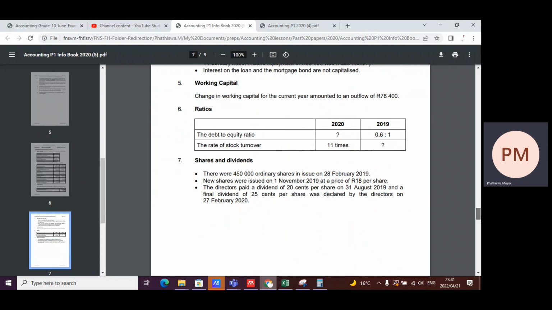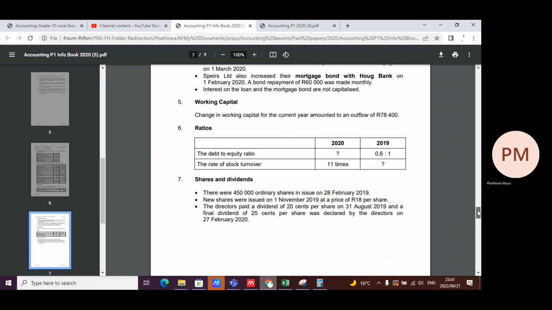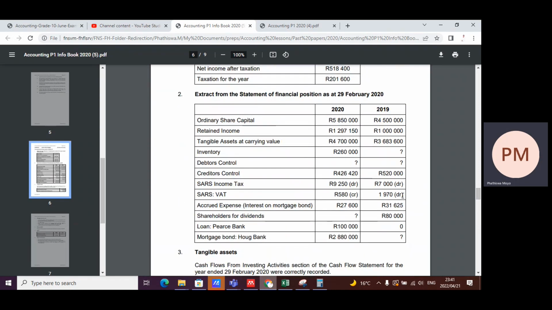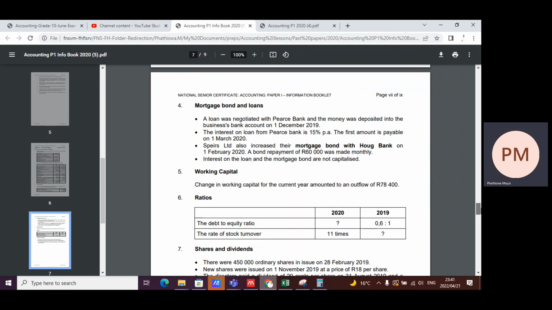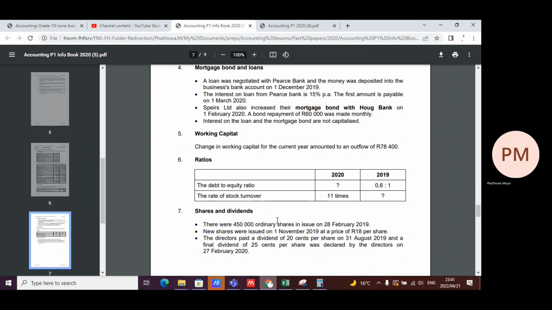Now let's see if there is a story around shares. If you're looking at the comparative figures we're given, in 2019 you had 4.5 million shares, and in 2020 you had 5.8 million shares. So obviously there was a share issue. Let's hear the story here. It says there were 450,000 ordinary shares in issue on 28 February 2019. This is the opening balance. New shares were issued on 1 November at a price of 18 Rand per share.